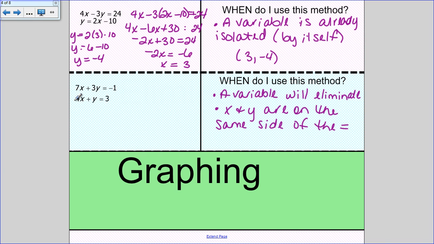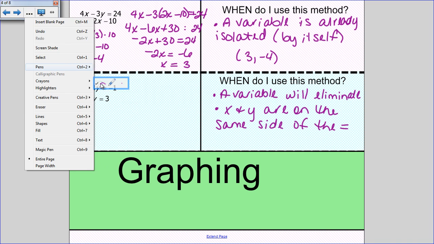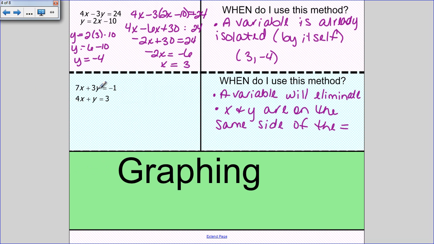So if x and y are already together on the same side of the equal sign, then elimination is probably going to be the easiest because you don't have a variable isolated, and even if something doesn't eliminate already, it makes it easy to set up to do that. So look at the example that we have.